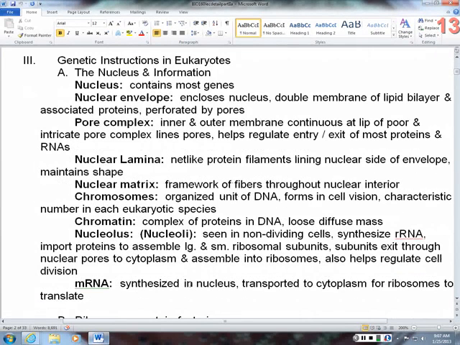The chromosomes are going to be the organized form of DNA. Most of the time it's going to be kind of loosely coiled all over the place, but when you go to reproduce, the cell is when you're going to want to form the chromosomes in there. And there is a characteristic number of those in eukaryotic species. So we all have the same number of chromosomes in there.